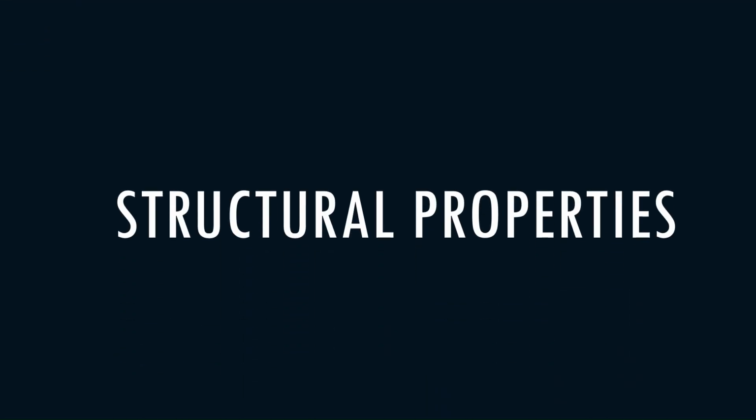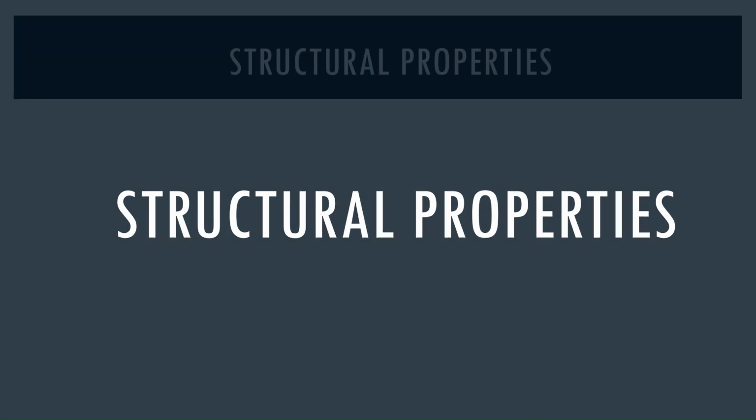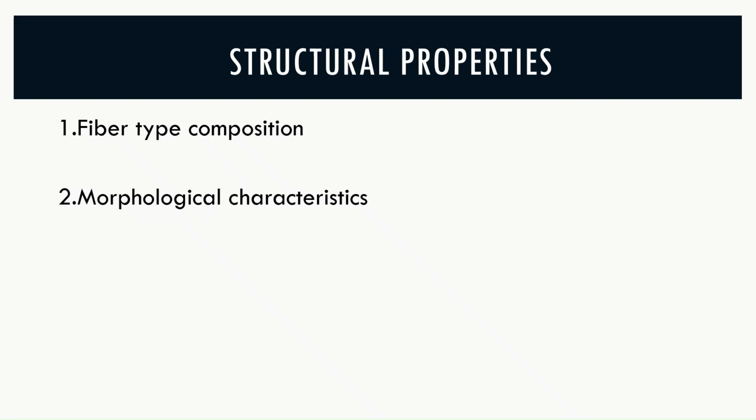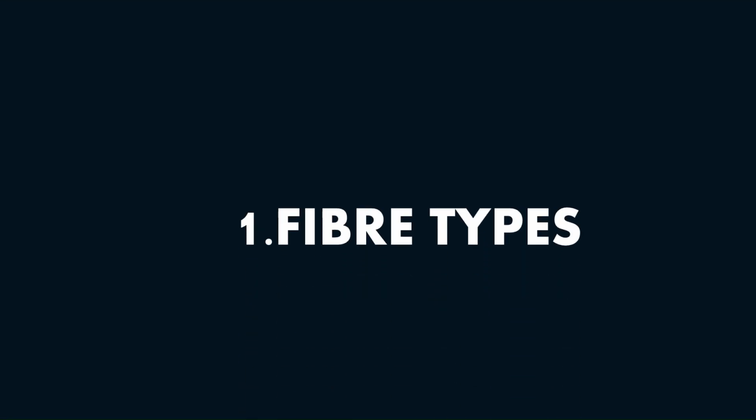Structural properties of respiratory muscles. Structural properties of respiratory muscles depend on three main factors: the type of muscle fibers present, their morphological characteristics, and the organization of motor units. First factor, fiber types.